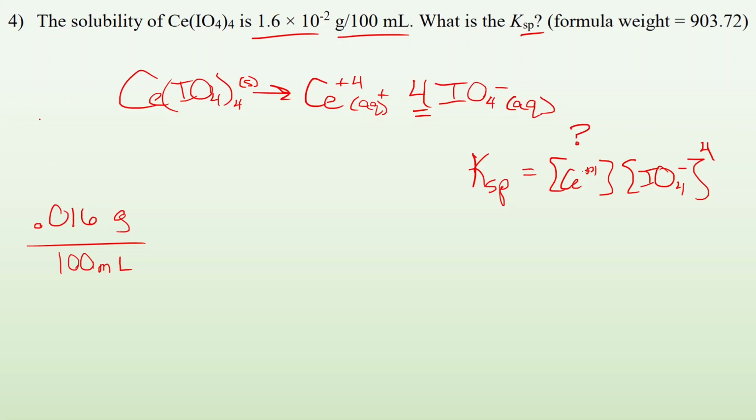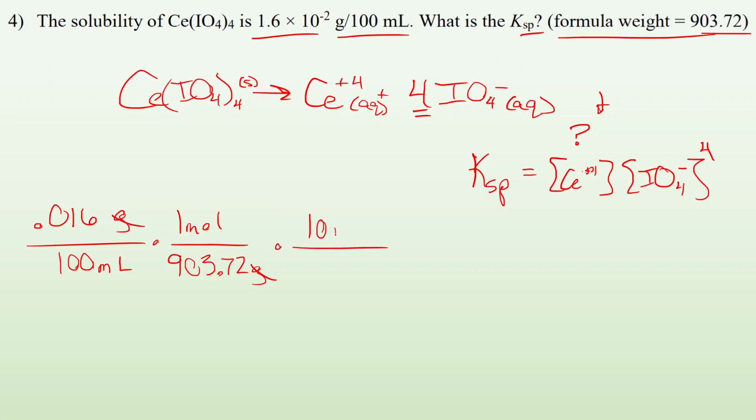Now I want the molar concentration, right? That's what I need for this equation over here. So let me convert grams to moles. They even give us the formula weight, so I don't have to do any crazy math. I know that the formula weight is 903.72 grams for every 1 mole of CeIO4. So now my grams cancel out. I have moles over milliliters, but let me convert the milliliters. Every 1,000 milliliters is 1 liter, so now I can cancel out milliliters. I end up with moles per liter, and when I do that, it's 1.77 times 10 to the minus 4 molar.